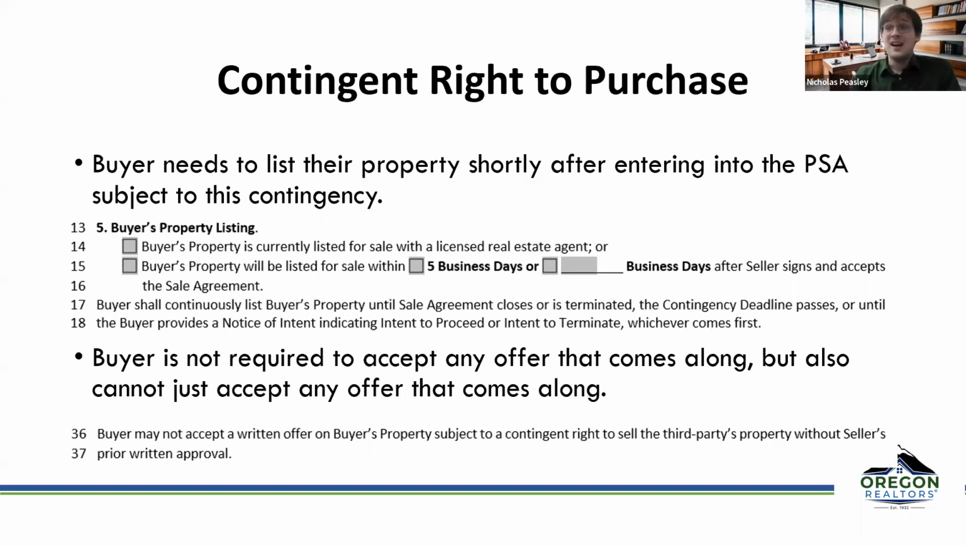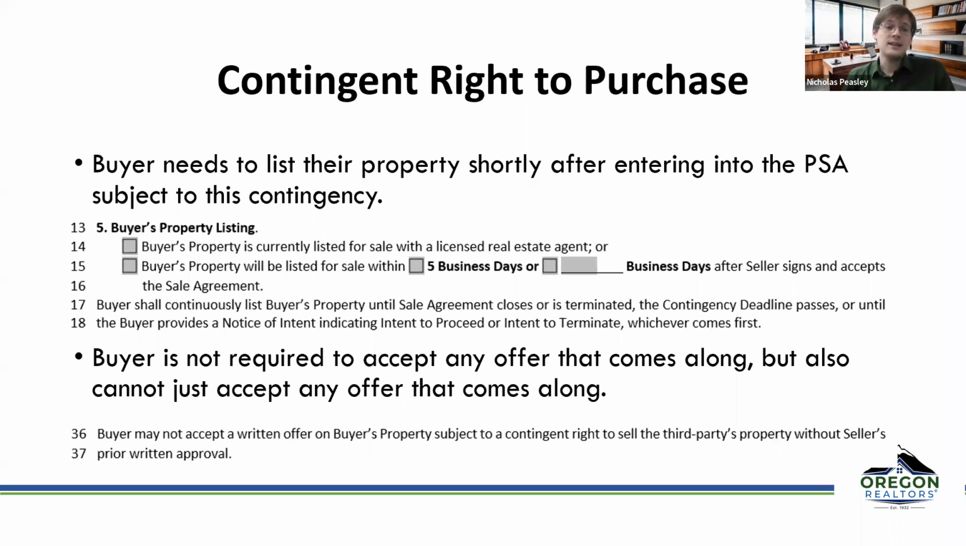Buyer is going to keep it listed until the sales agreement is terminated, until the contingency deadline passes, or until buyer provides a notice of intent that says, I want to keep going, or I don't want to do this transaction anymore. Basically, buyer is going to keep this thing listed until the contingency ends. They will make sure that this thing is marketed and it's purchasable until the contingency is gone. The buyer is not required to accept any offer that comes along. When you have a buyer that's listing their property under a contingency, it doesn't mean that the first person that comes in and lowballs that buyer suddenly gets the house and they got lucky, because this buyer has to sell it. The buyer doesn't have to accept any old offer, but the buyer also can't just accept any old offer. The buyer has limitations on what offers they can accept.